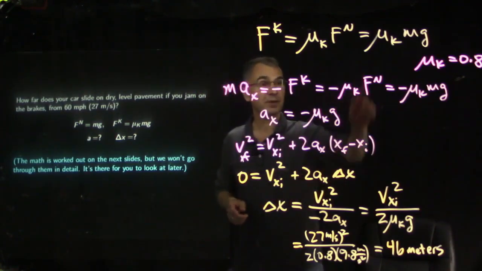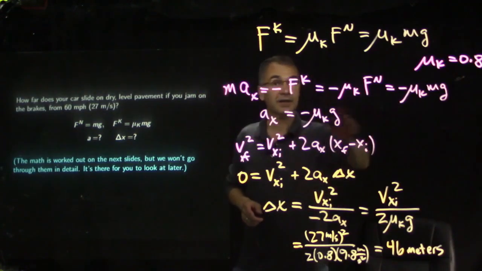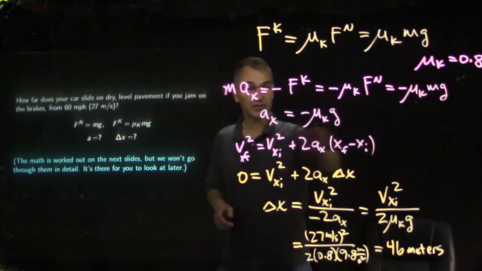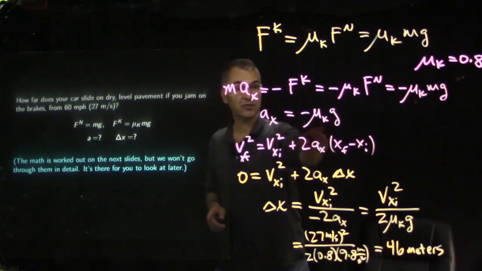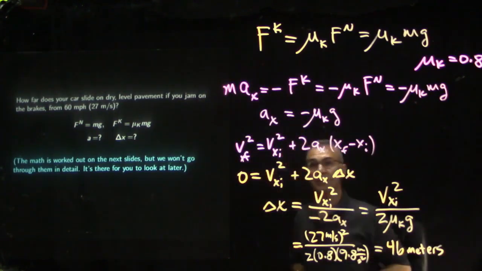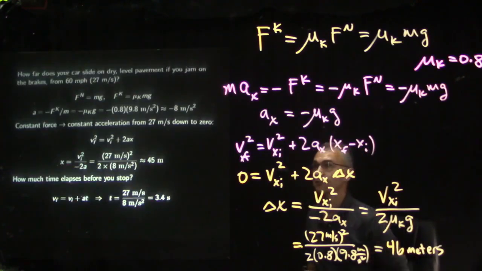And the normal force just balances the weight of the car. So we have the force of kinetic friction is mu kinetic times mg. So that gives us, using Newton's second law, the acceleration in the x direction is minus mu kinetic times g. We can then use this equation and say the final speed is 0, and that gives us a stopping distance of 46 meters, which is what I got when I worked it out earlier. By the way, how long does it take you to stop? Well, you could say 27 meters per second, and slowing down at 8 meters per second squared, right? That's 0.8 g. It takes you about 3.5 seconds to stop, starting from 60 miles per hour on dry level pavement.